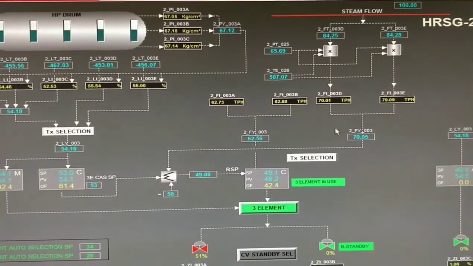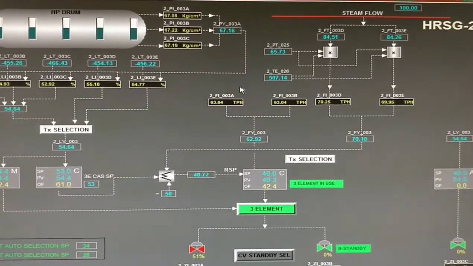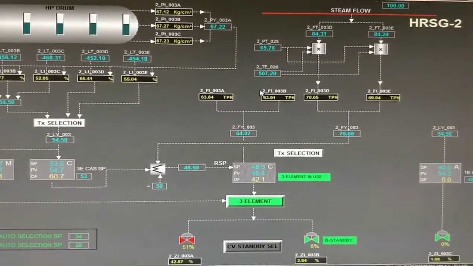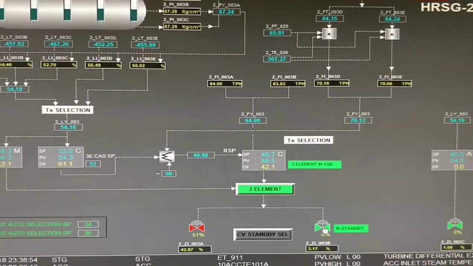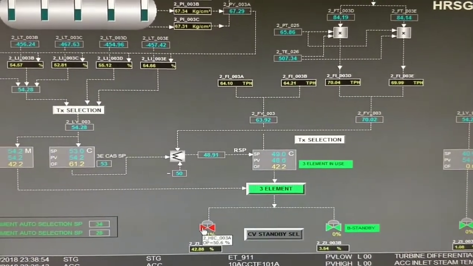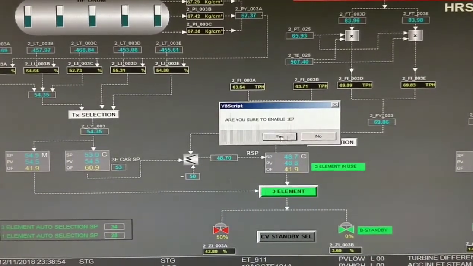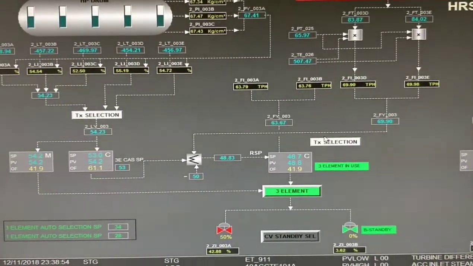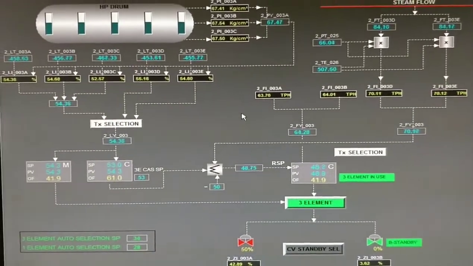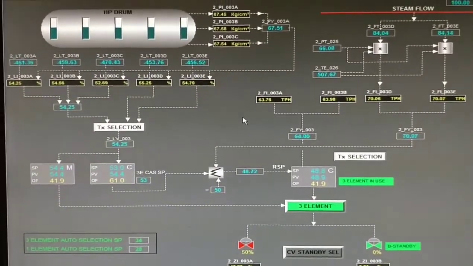This is the steam flow calculation. This is the feed flow calculation. And these are the 200% control valves for maintaining the boiler drum level. And here a single element, 3-element selection switch is provided. First of all, we will see how the drum level is compensated.